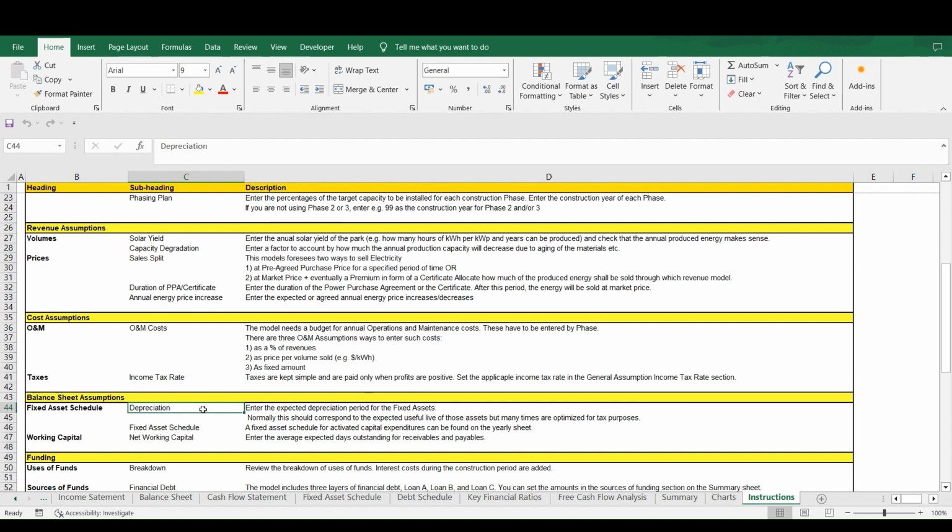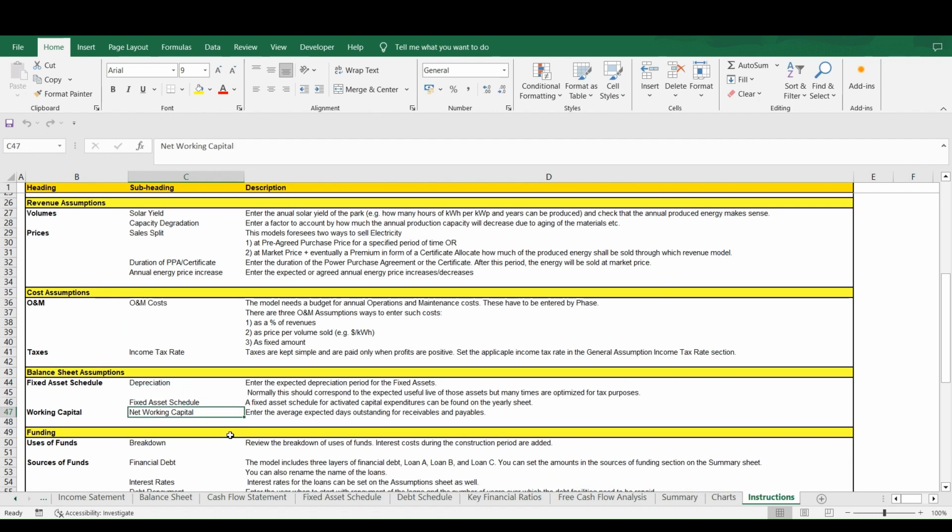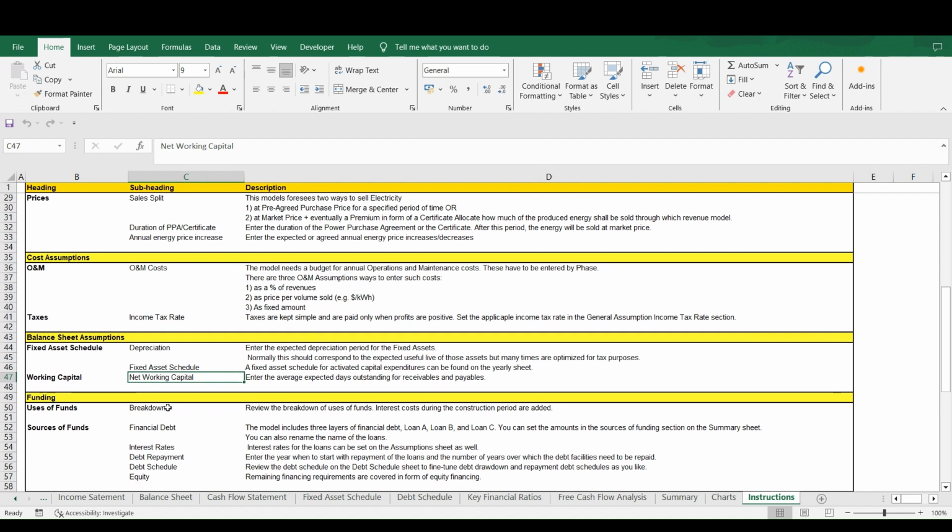Then in the fixed asset schedule, we have the depreciation, the fixed asset schedule, net working capital, and then in funding, we have the use of funds, that is, how we are utilizing our funds to buy machinery and whatnot. Then we have the sources of funds. Are we totally raising the money from a debt perspective, or are we also issuing some equity?